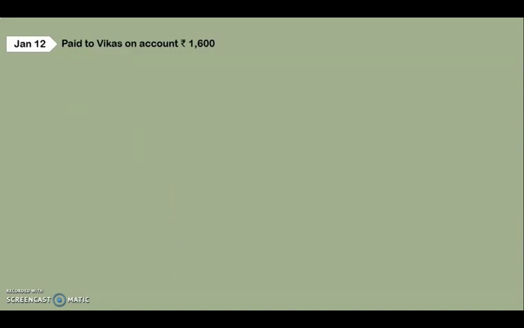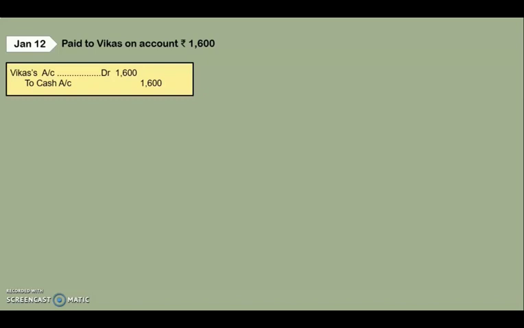Then the next transaction on 12th of Jan: paid to Vikas on account rupees 1,600. We had purchased goods from Vikas in the earlier transaction and now we are paying 1,600 rupees to Vikas. Now here, as I'm showing individual transactions, I'm preparing these accounts again. But when you actually prepare the solution, you will have to write this entry in the same Vikas's account which you prepare once. The journal entry here is Vikas's account debit 1,600 to cash account.